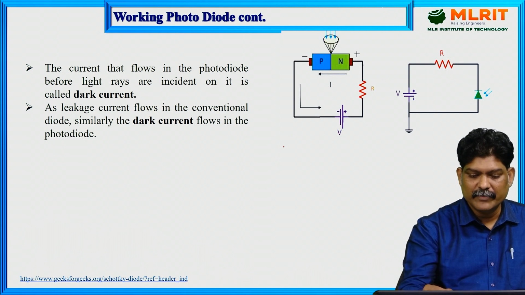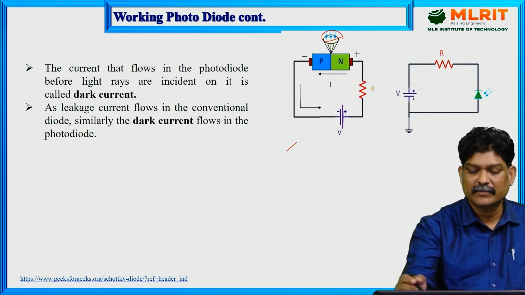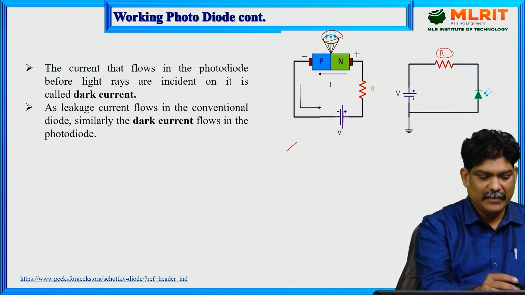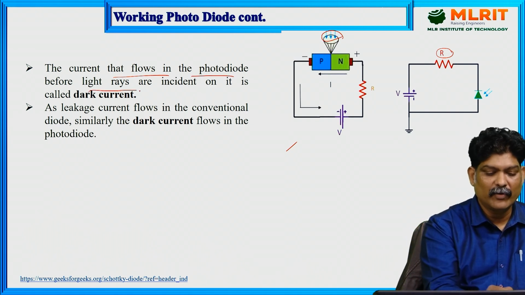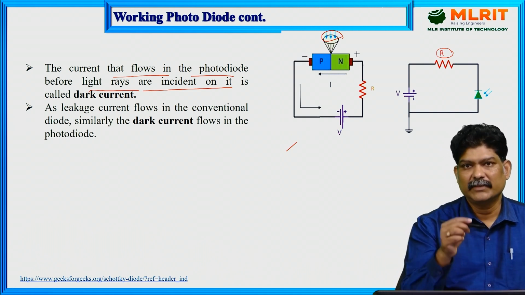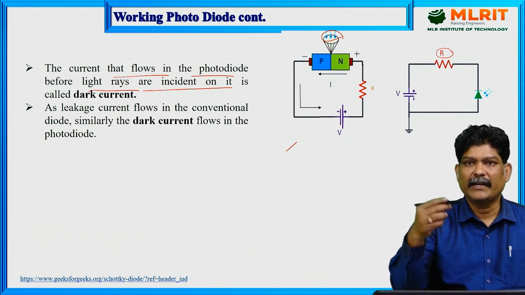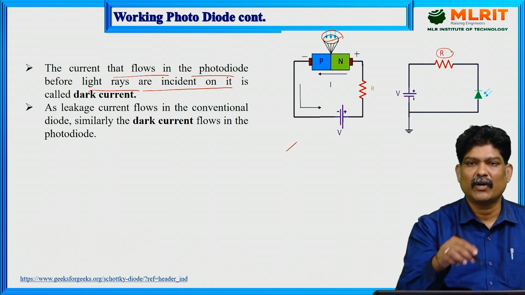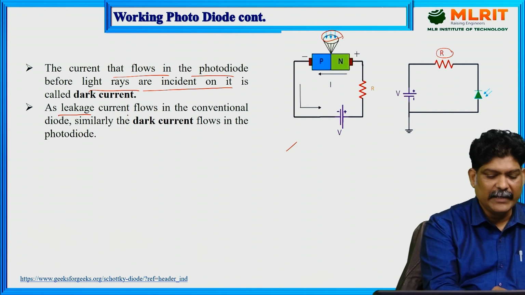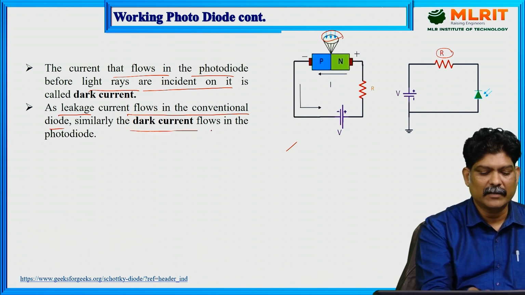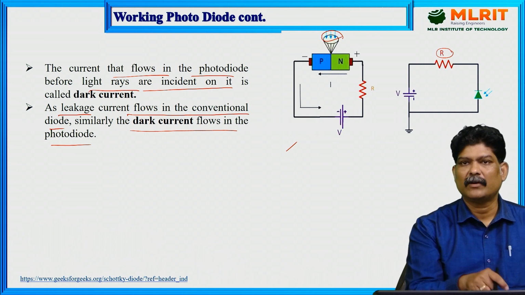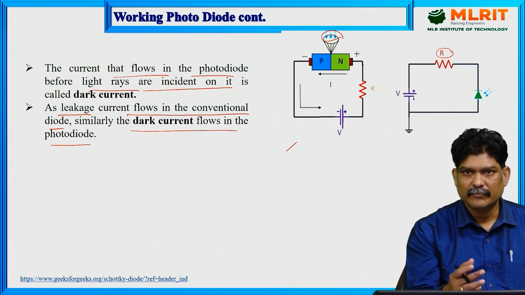Now you can observe here, this is a PN diode, this is a light source, and we can represent this as a resistor. The current that flows in the photodiode before light rays are incident on it is called dark current. Before light rays strike the surface of the photodiode, a small current flows through the diode. That current is called dark current. As leakage current flows in a conventional diode, similarly dark current flows in the photodiode. The main source of the dark current is minority charge carriers.